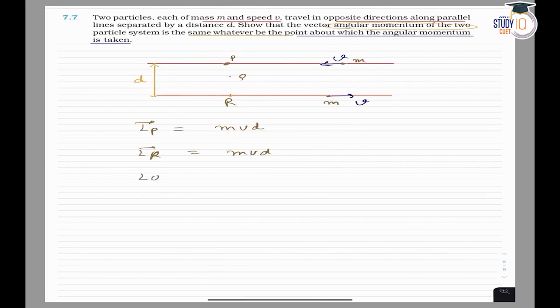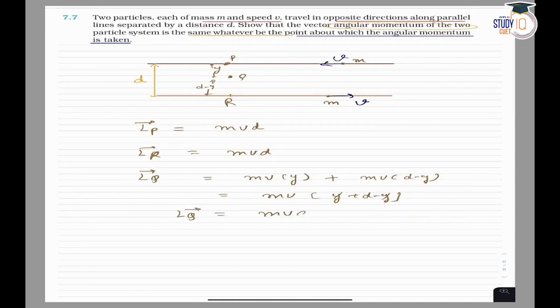And if we talk about angular momentum about point Q, let's say this distance is y, then this distance would be d minus y. So the angular momentum of the upper particle can be written as mv into perpendicular distance, that is y, plus the lower particle mv into perpendicular distance, that is d minus y. So if mv is taken common, then we have y plus d minus y. So from this the angular momentum about Q also comes out to be mvd.